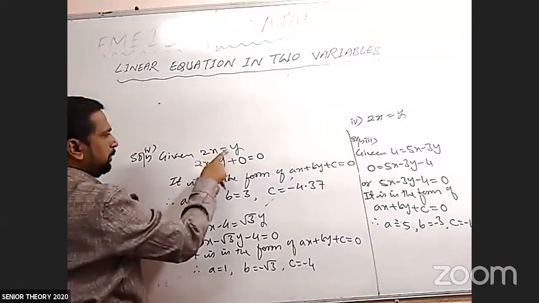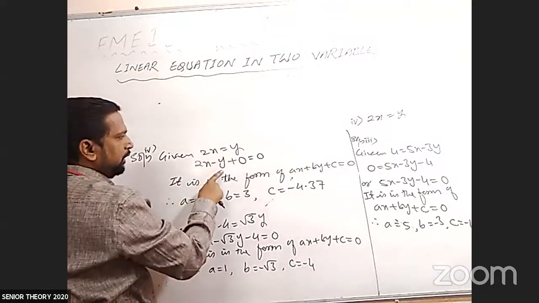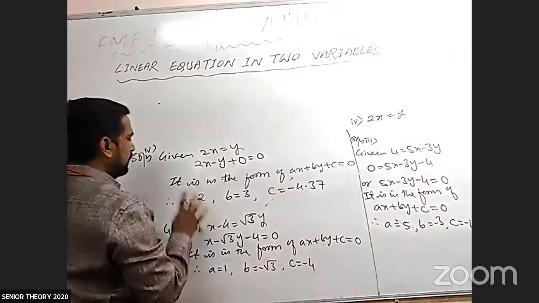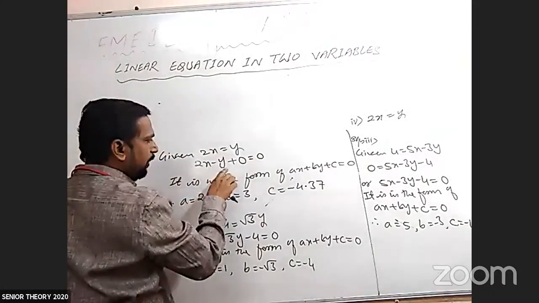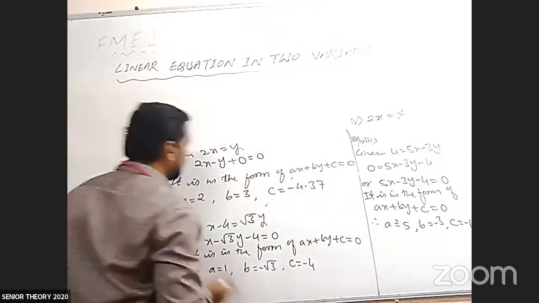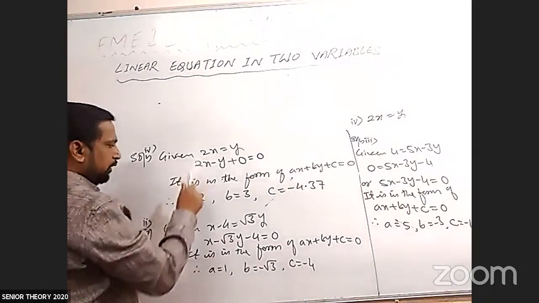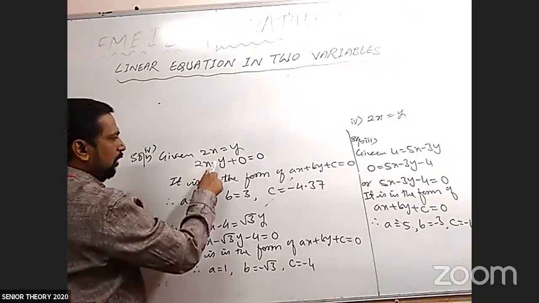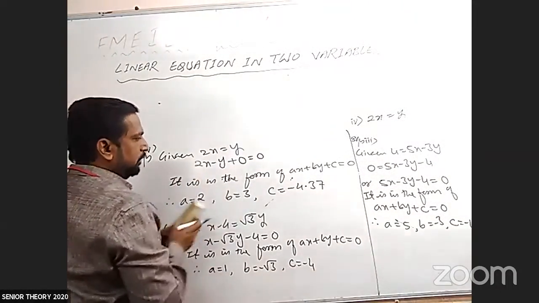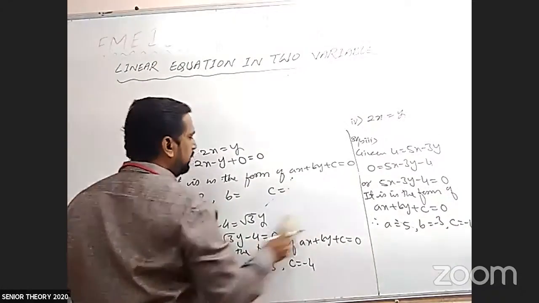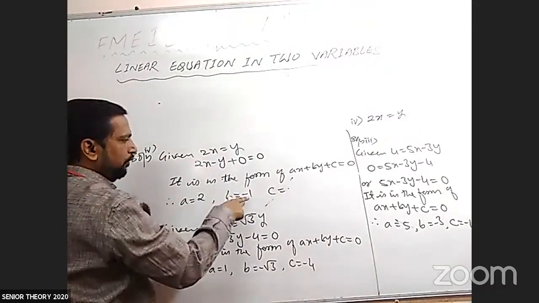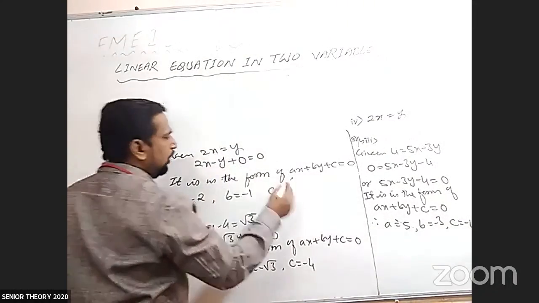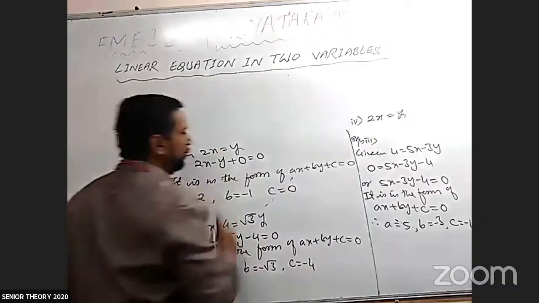So 2x minus y plus 0 equal to 0. It is in the form of ax plus by plus c equal to 0. Therefore, value of a is 2, value of b is minus 1. Coefficient कुछ भी नहीं रहेगा तो 1 रहेगा, and value of c is 0.